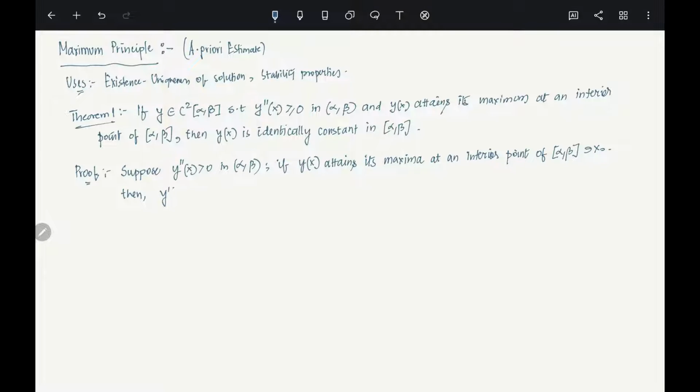y prime at the point x naught has to be 0, right? Clear? And what can you say about the double prime? y double prime at the point x naught is less than or equal to 0. That's just the second derivative test: if it is a maxima at an interior point, it has to be a critical point, so y prime of x naught is 0 and y double prime of x naught has to be less than or equal to 0. But we have assumed that y double prime of x is positive. So that is a contradiction.